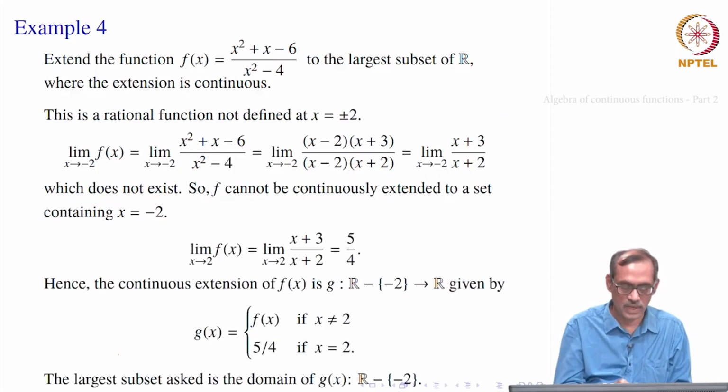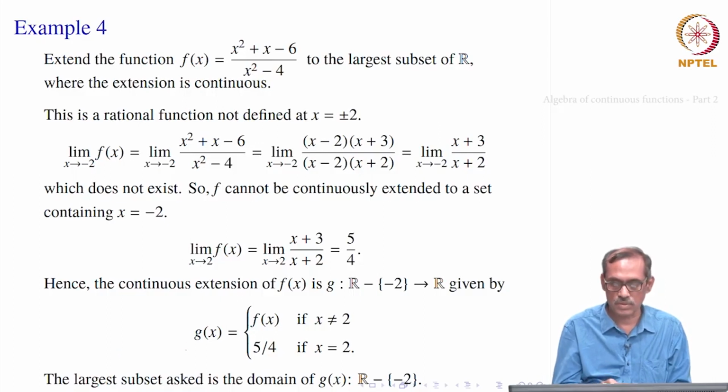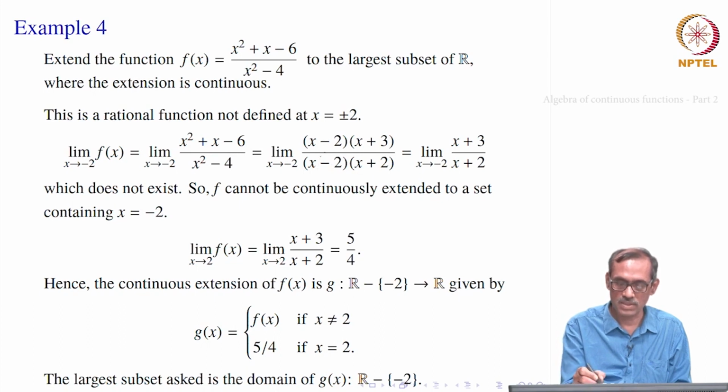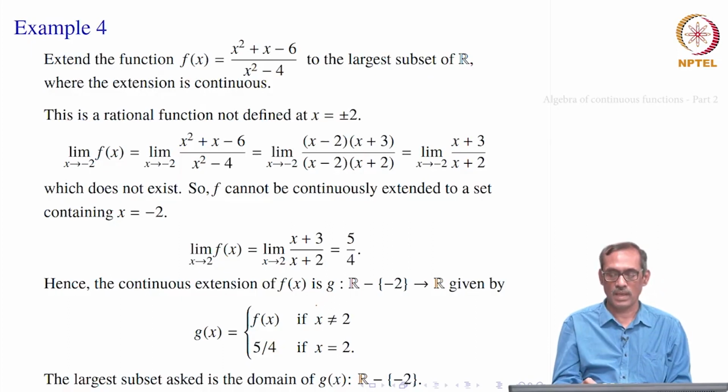So, what happens for x equal to 2? Limit of f of x, x goes to 2, again x is not equal to 2. So, we can cancel this x minus 2 also. So, after cancelling, we would get the same thing, x plus 3 by x plus 2, and x plus 3 remains near 5, because x goes to 2, this remains near 4. So, this limit is equal to 5 by 4.